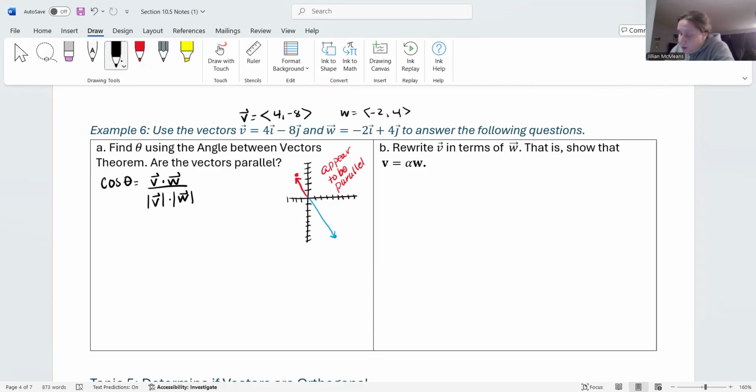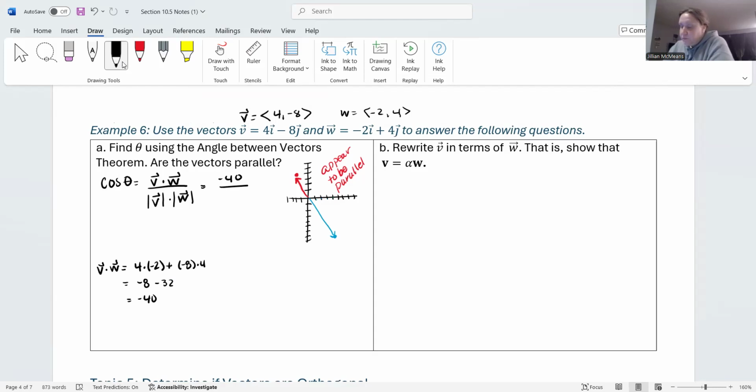So I'm going to leave myself a little bit of space. So I'm going to say, okay, v dot w. We want to take the a components, multiply them, the b components, multiply them, and then add. So for the a components, we get 4 times -2. The b components are -8 times 4. So let's see, 4 times -2 is -8. -8 times 4 is -32. So you should get -40. So I'm going to go ahead and plug -40 in for the numerator of this mess that I have up here.